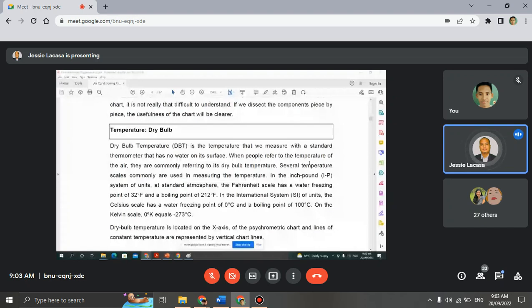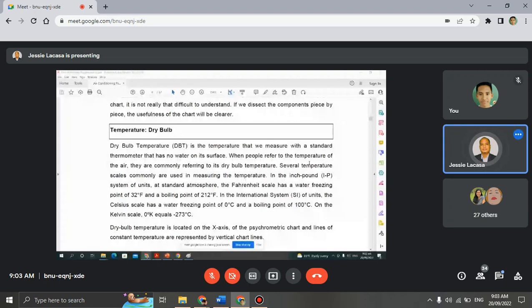Unsa may wet bulb temperature pod, that is the temperature of the moisture content of the air, no? Mao na siya ang temperature sa water vapor or the moisture content. So unsa nito pagbasa? So using hygrometer, no? Pwede ta makabasa sa wet bulb temperature or kanang tuyok-tuyokon bitaw, sling psychrometer, no?